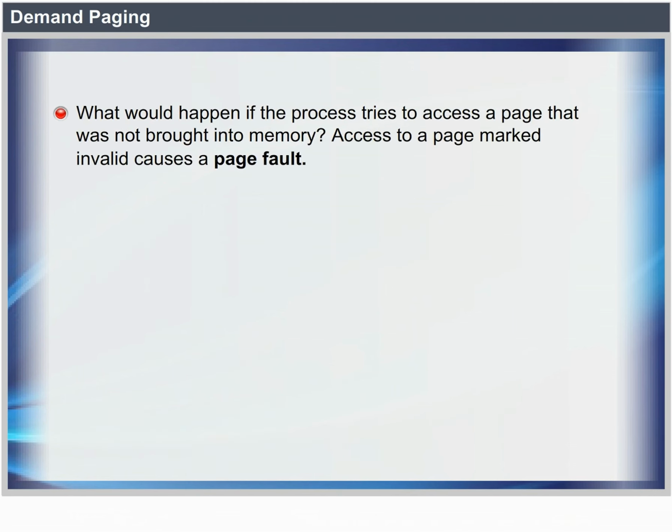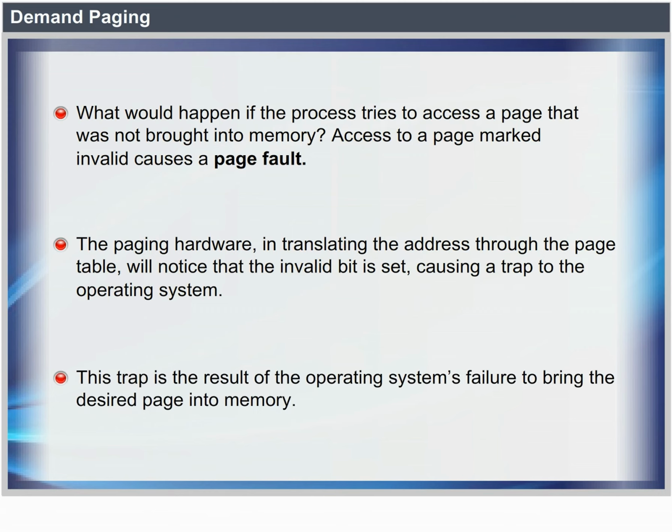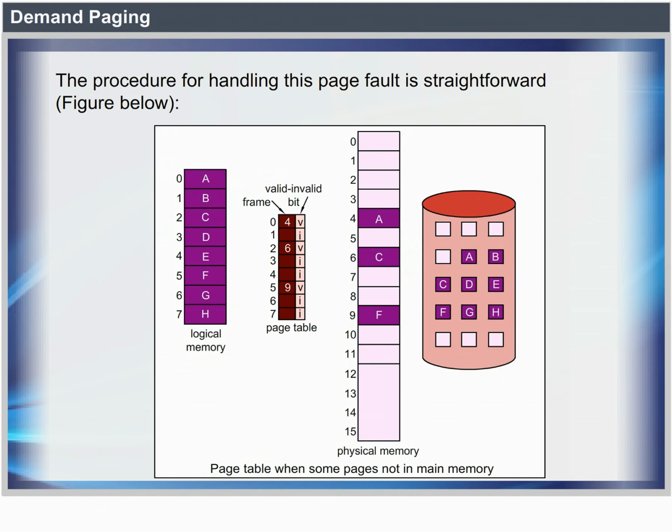Access to a page marked invalid causes a page fault. The paging hardware, in translating the address through the page table, will notice that the invalid bit is set, causing a trap to the operating system. This trap is a result of the operating system's failure to bring the desired page into memory. The procedure for handling this page fault is straightforward, as shown in the figure below.